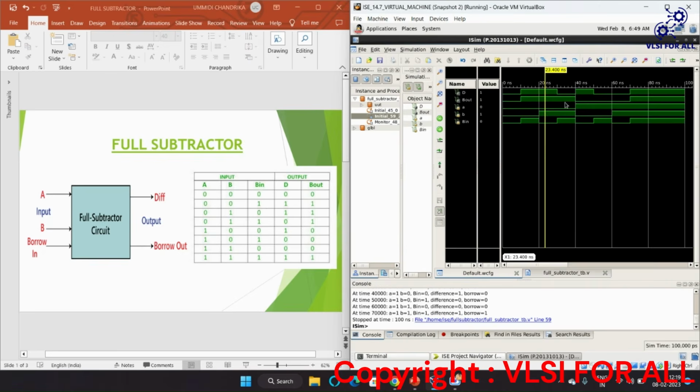So same here also. And after that, A, B and B in 0, 1, 1. We were getting difference as 0 and borrow as 1. See here also we get that. And here 1, 0, 0, and the difference is 1 and borrow is 0. In the same way, we are getting the same output as in the truth table. Hence, implementation of the full subtractor in Verilog is done. Thank you.